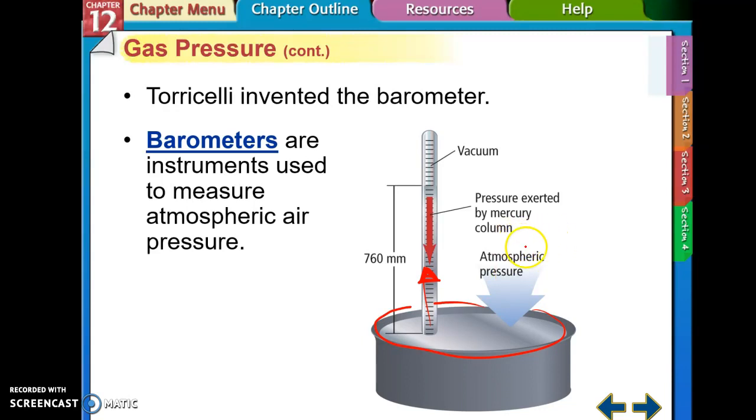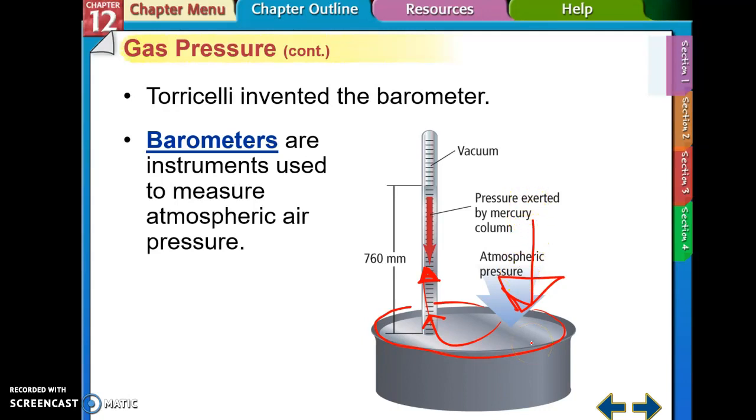So when the atmospheric pressure pushes down on the mercury in the bowl, the only place the mercury can go is up into the tube. If you've ever heard the meteorologist on the news saying, oh, the mercury is rising, or the mercury is falling, this is what they're talking about.